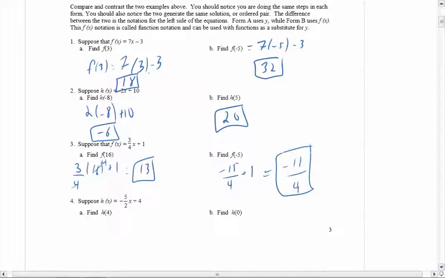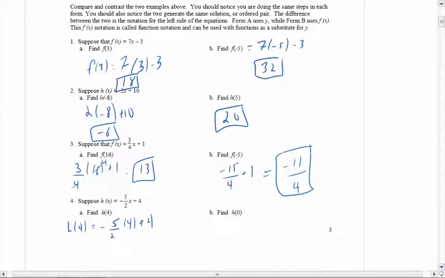So it just becomes 7 times 3 minus 3 is equal to 18. And I did the same thing throughout all of these. I think this is something that you're familiar with. Again, I'm getting these answers just by basically plugging it in. I can show you one down here just to kind of hit this one home. If I do h of 4, that's going to equal negative 5 over 2 times 4 plus 4.